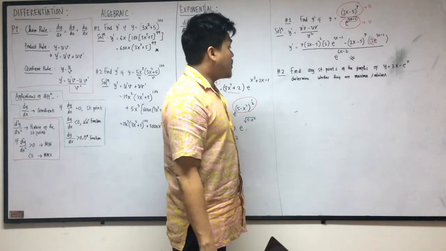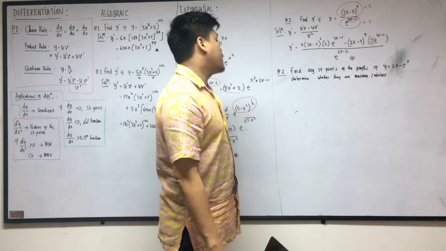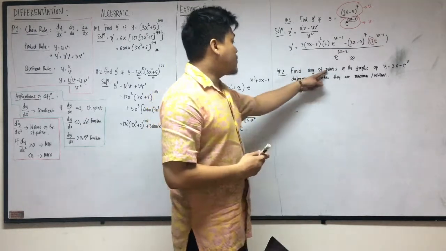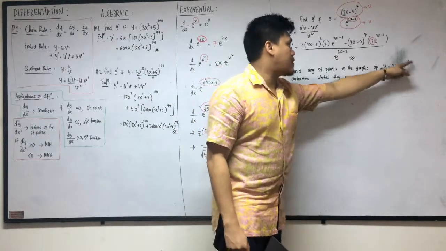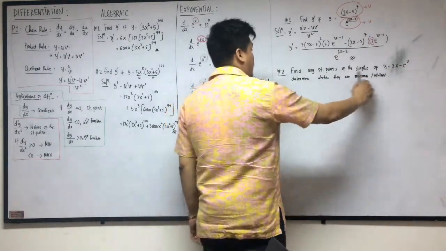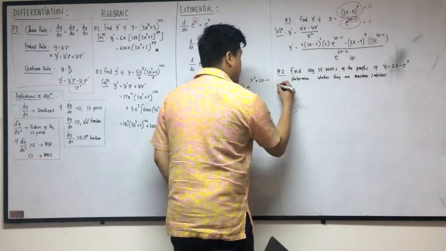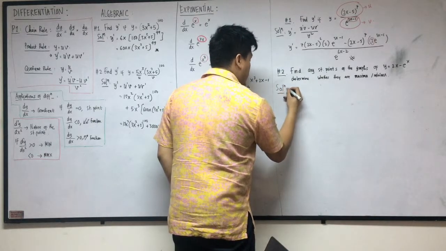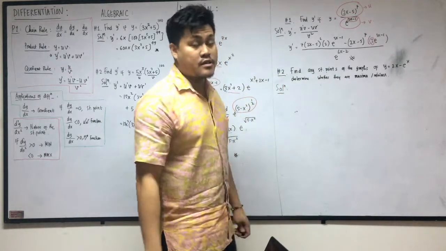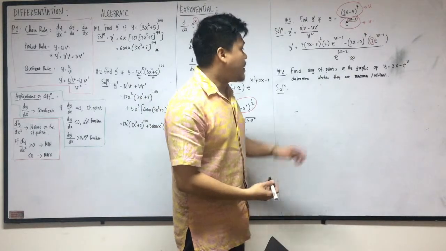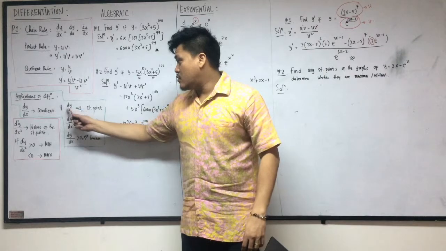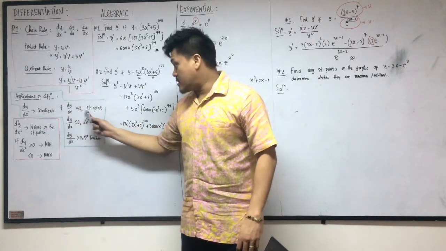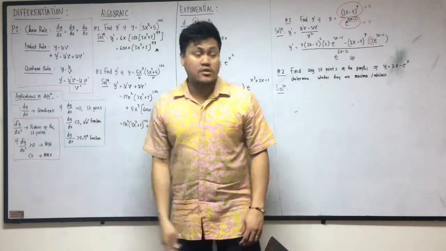Question number 2, it's more of an application question. It says find any stationary points of the graph of y equals 2x minus e to the power of x, and determine whether they are maxima or minima. To solve this, you must use some concepts from paper 1, right? It says find any stationary points, meaning that you need to use dy/dx equals 0, because that's where it is stationary, right?